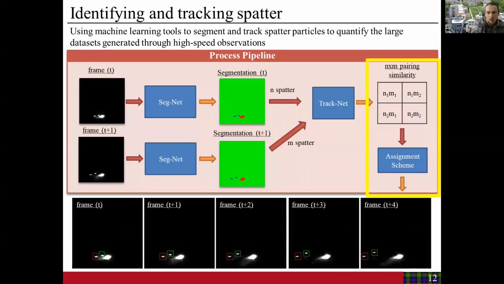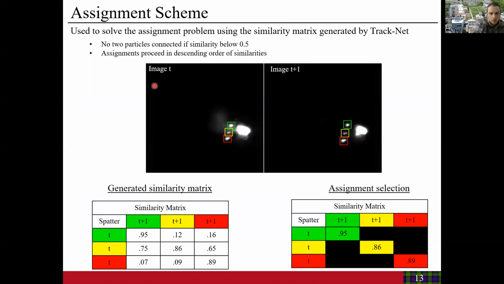Lastly, here we talk about how we take our similarity values from our TrackNet and use those to align the bounding boxes to where we need them to be in our high-speed image frames. So essentially this is an assignment problem. To begin with, no two particles can be connected if their similarity value is below 0.5. And a particle can only be assigned to one other particle in the next image frame. We begin the assignments by proceeding in descending order of similarities. So we first start with the highest similarity.